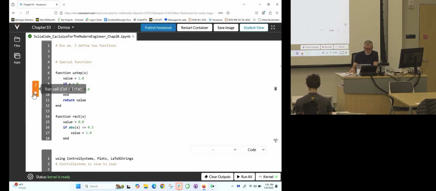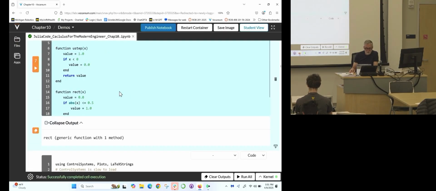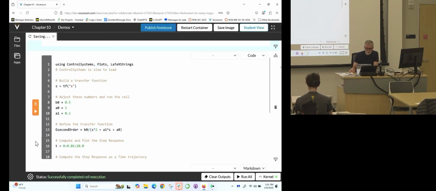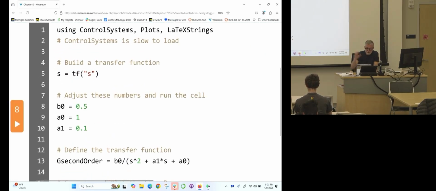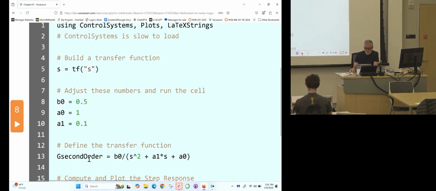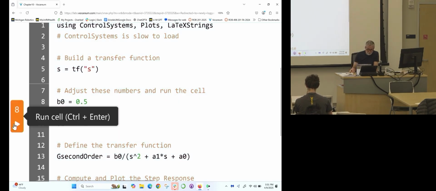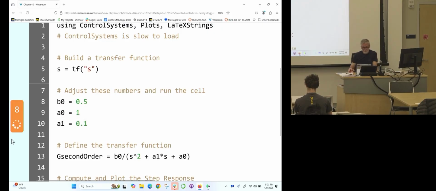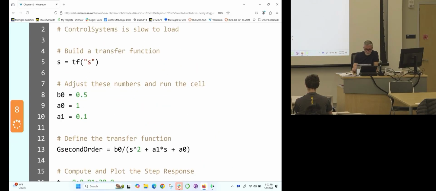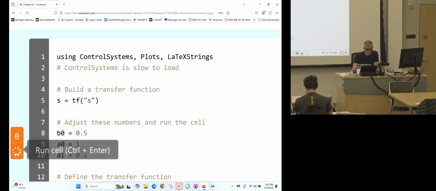You need to run cell 7. It defines two functions. And then the coefficients you are going to adjust are B0, which is in the numerator. You can see in line 13, the second order transfer function has a constant in the numerator, and then it's got A1 and A0, just like we were talking about. And A1 and A0 are positive on this initial thing, okay? I don't remember what numbers I put in there and why, okay? So run it and then tune it.